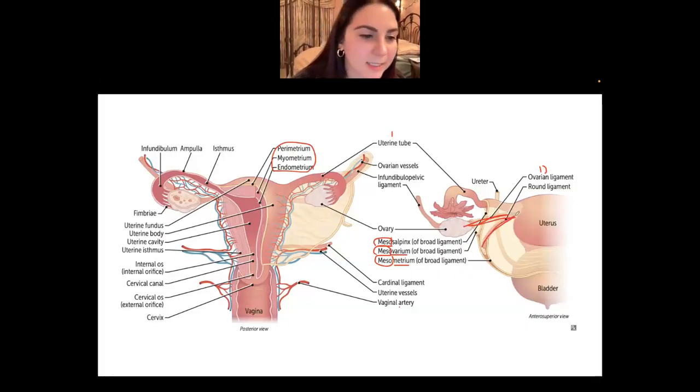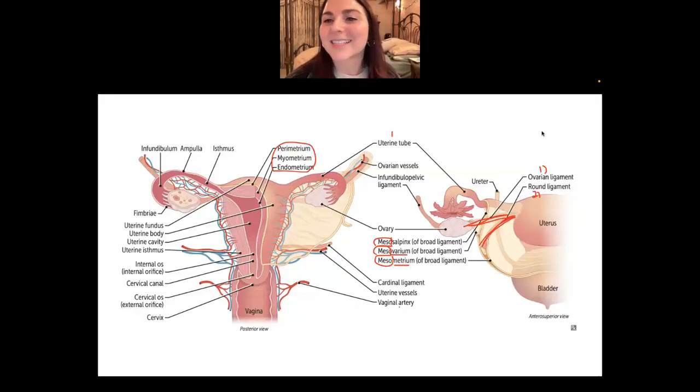The round ligament, it's not shown here, but it connects the uterus to the wall, because you're trying to keep the uterus in place. So that's the round ligament. We actually talked about the round ligament, fun fact, in GI when we talked about the liver. And I said this will actually come up in Repro anatomy.